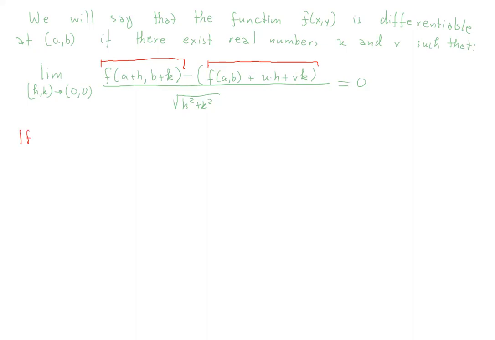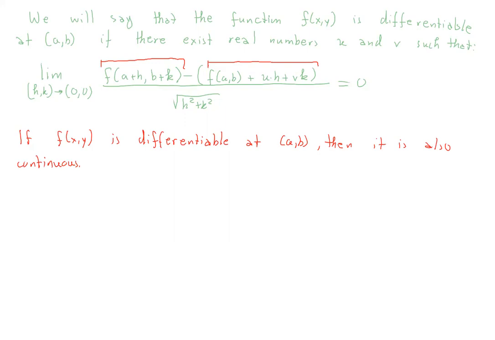If f of xy is differentiable at AB, then it is also continuous, which is something that obviously we have in the case of functions of one variable, but we were missing if all we asked for was the existence of partial derivatives.